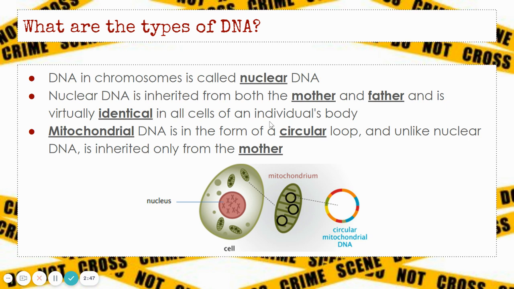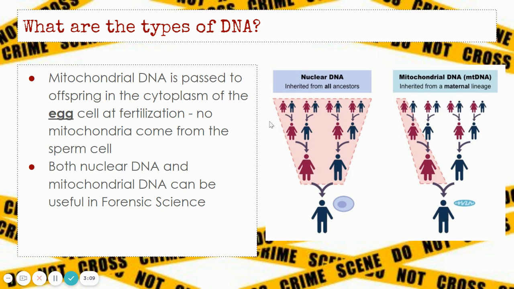Mitochondrial DNA is in the form of a circular loop versus a chromosome. And unlike nuclear DNA, it's only inherited from the mother. So using mitochondrial DNA, we can trace back maternal lineages. That would be like just the mother's side of the family. Mitochondrial DNA is passed to offspring in the cytoplasm of the egg cell at fertilization. No mitochondria are going to come from the sperm cell. Both nuclear DNA and mitochondrial DNA can be useful in forensic science. We can use them for different things. We're mostly going to focus on nuclear DNA.